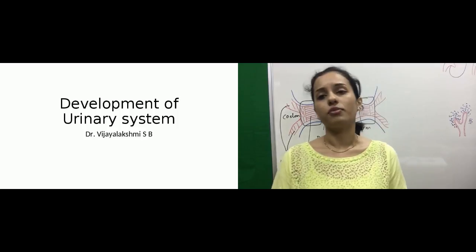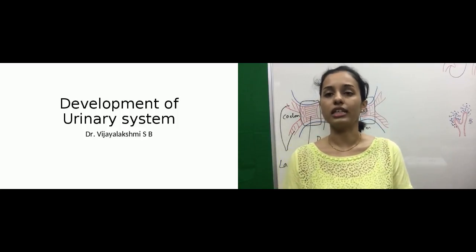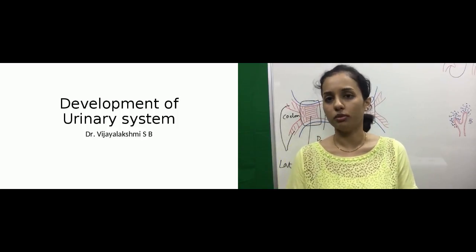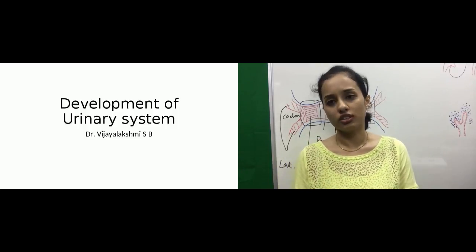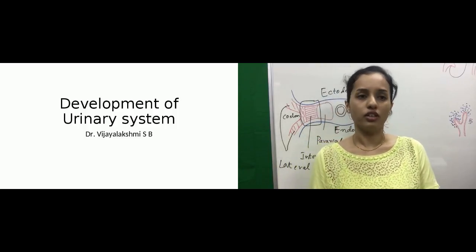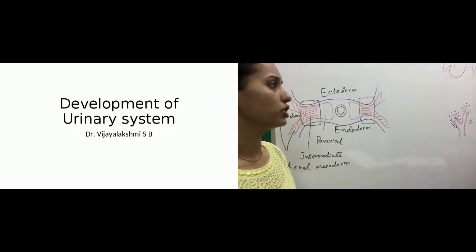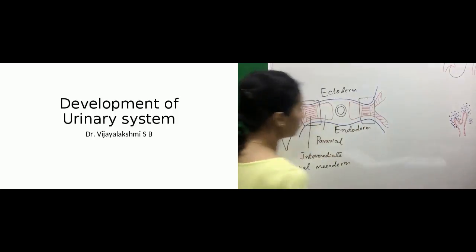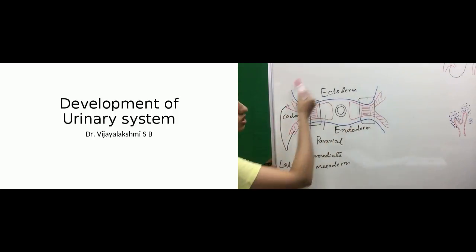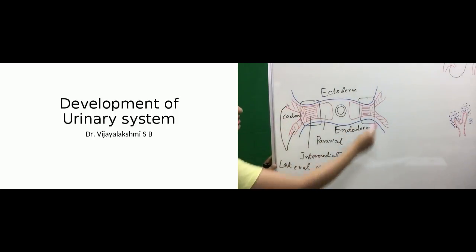So they develop from a mesodermal area called as intermediate mesoderm. So what is this intermediate mesoderm? If you recall your general embryology knowledge, intermediate mesoderm is the area of the mesoderm which is, this is a section of the embryonic disc.